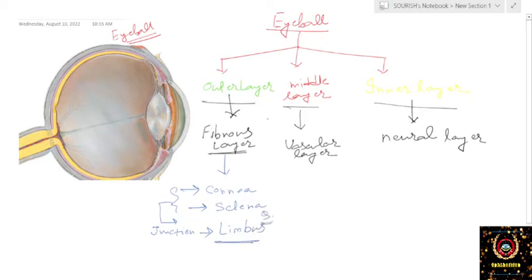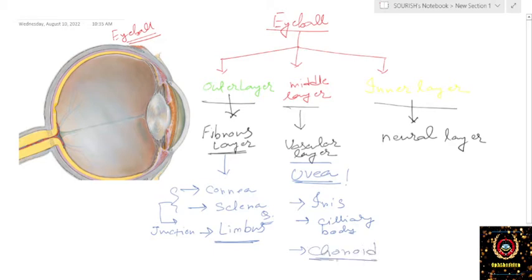Okay, next, that is the middle layer. It is also called uvea. Please listen here. This uvea contains 3 parts. First, from anterior to posterior, is the iris. Second is the ciliary body, and the last portion is the choroid. So do not say that the middle layer is called the choroid. Choroid is a part of the middle layer, which is called uvea or uveal layer.